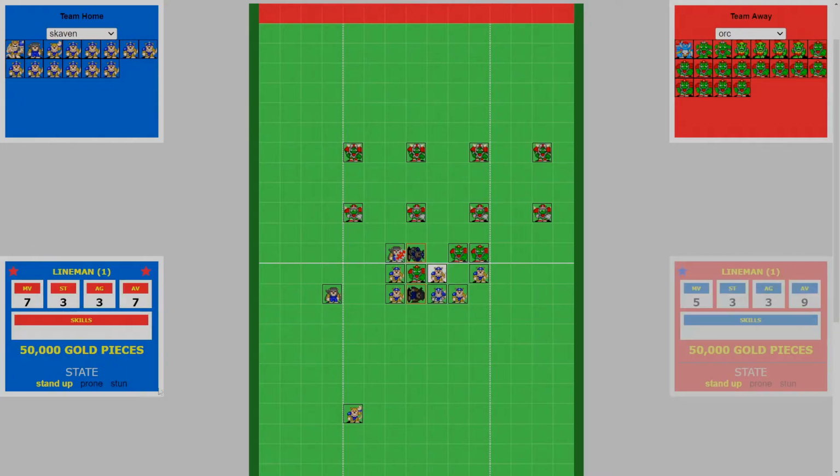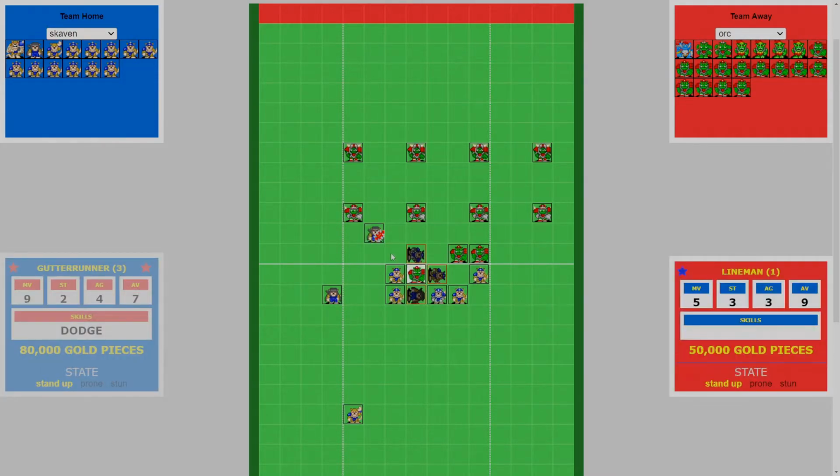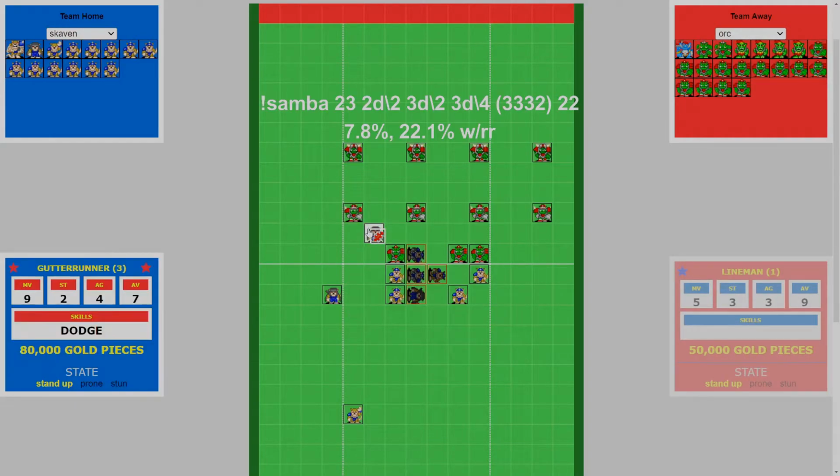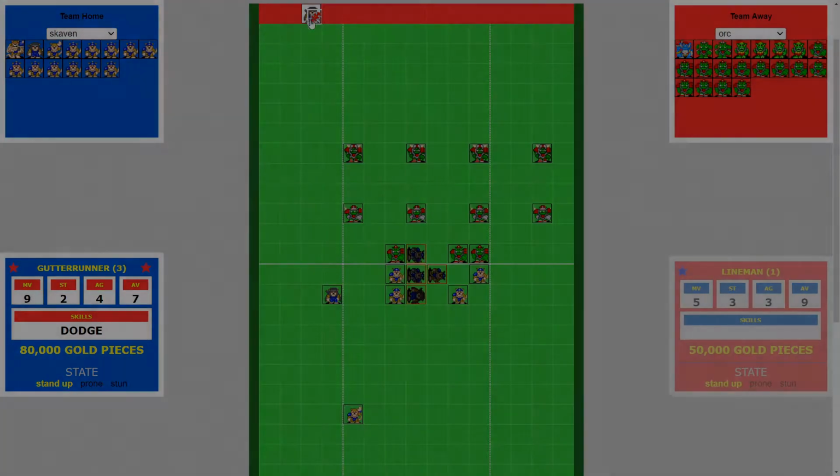So the idea here is that it's going to force the gutter runners to do more dodges as they dodge through the backfield. But you can actually see separating them out this much is a mistake, because they can now dodge through on a 3-3-3-2, escaping the last row of Orcs, and it's not as hard as it should be.